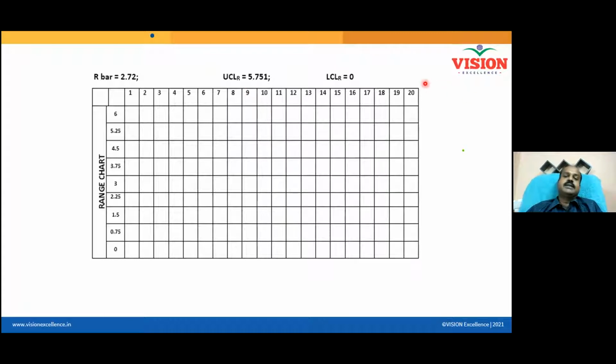What is the value of D3? D3 is 0, so the lower control limit becomes 0. The value of D4 is 2.114. So 2.114 times 2.72 gives 5.751.